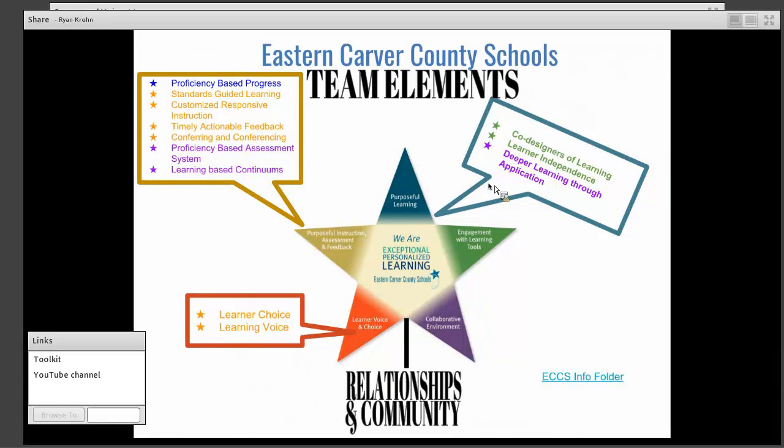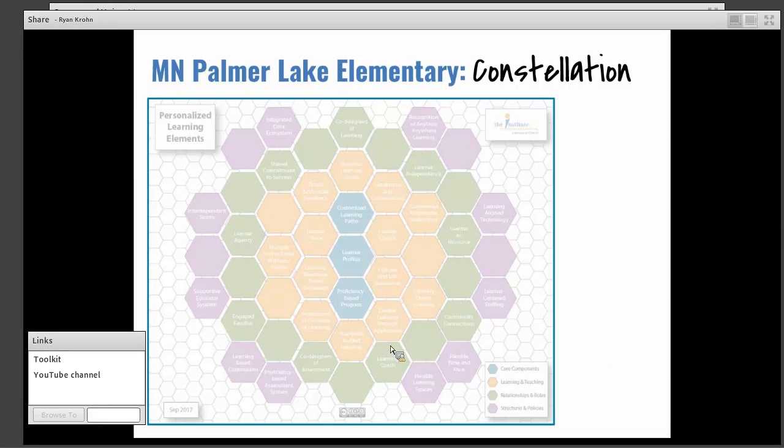Or this example of Eastern Carver School District that had taken the time to really define what some of their vision statements were in relation to being an exceptional personalized learning system. And they talked about really here, thinking about purposeful learning, keywords. All of these kinds of ideas can help draw and fuel your vision statement.